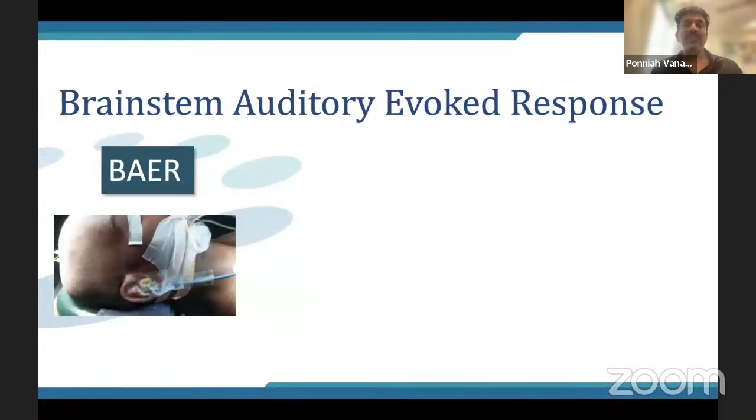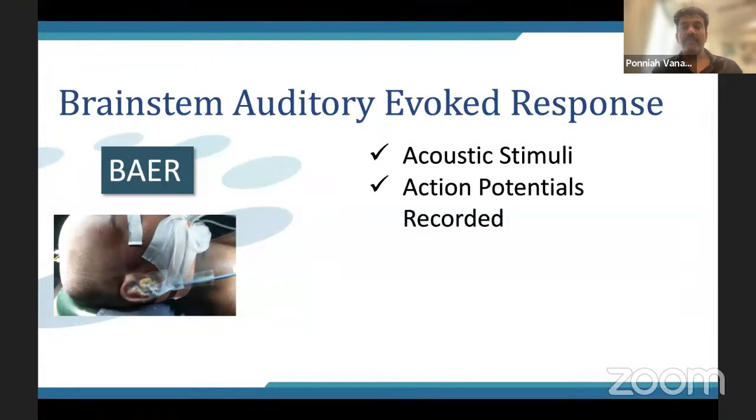And when it comes to brainstem auditory evoked response, it is an acoustic stimulus, like you can see in this image. It's being given in the air, and the action potentials are recorded.